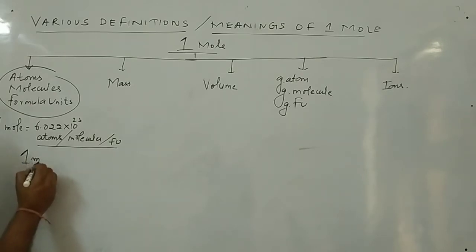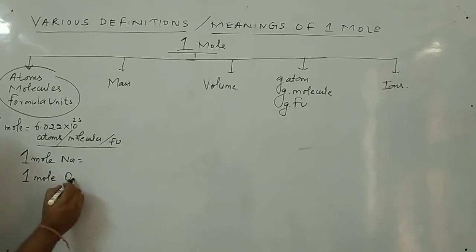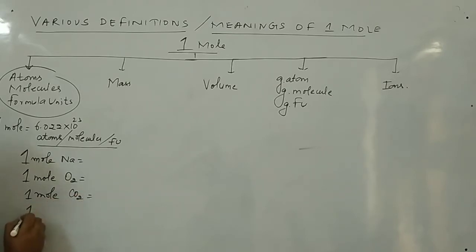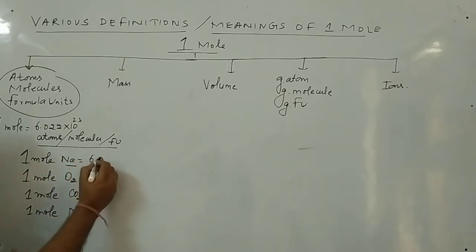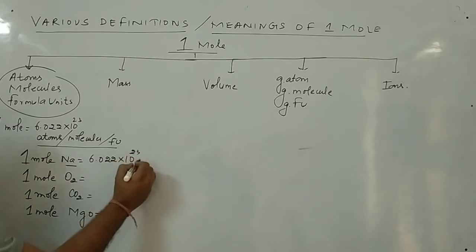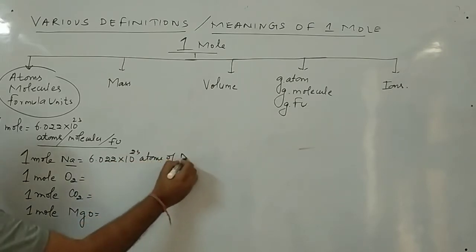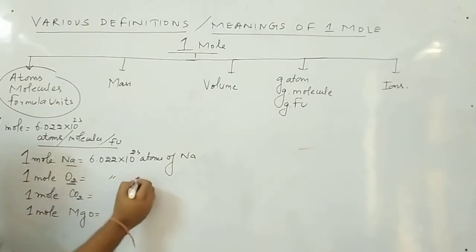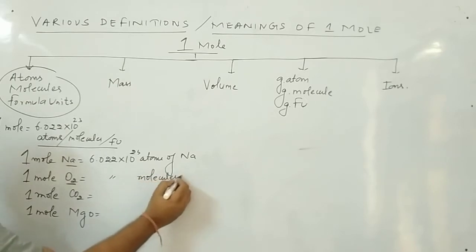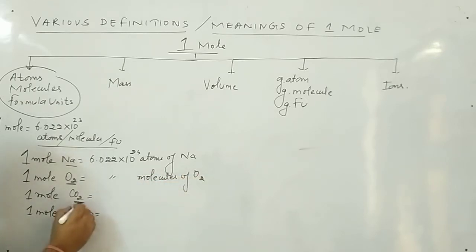Suppose 1 mole sodium, 1 mole oxygen, 1 mole CO2, and 1 mole you can take MgO. Just understand now. Sodium is made up of atoms, so 1 mole sodium contains 6.022 × 10^23 atoms of sodium. Now oxygen is made up of molecules, so this contains Avogadro number of molecules of oxygen. Similarly, CO2 is also made up of molecules.